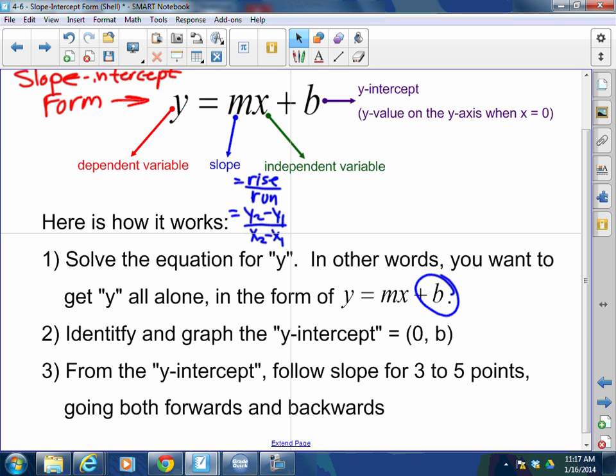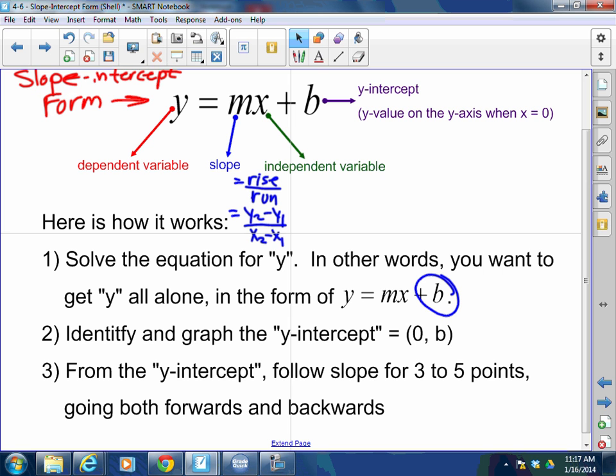And step 3, from the y-intercept, follow the slope for 3 to 5 points going both forward and backward.